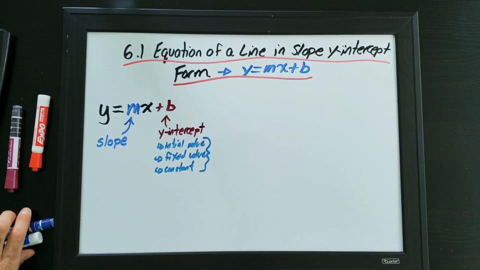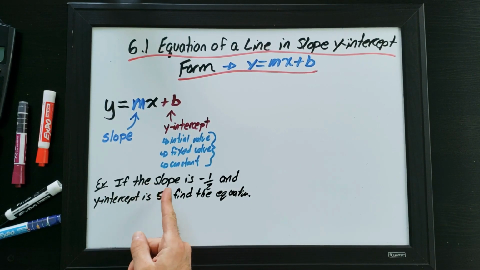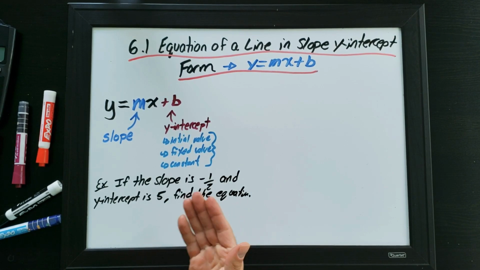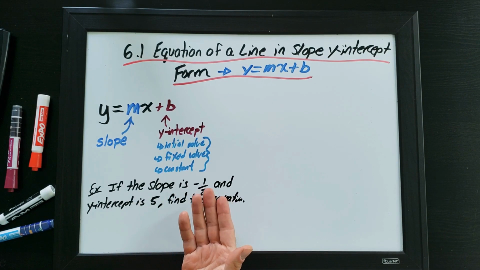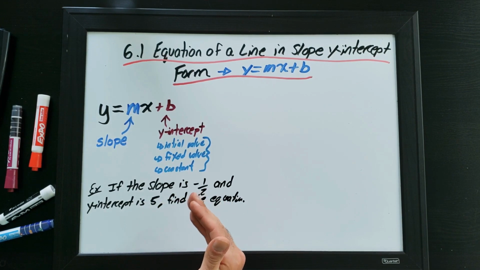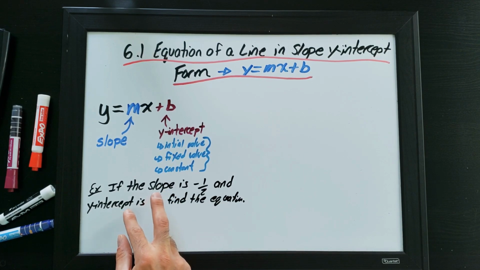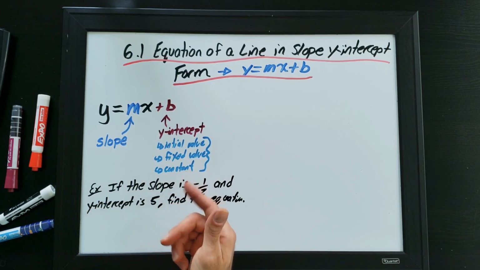So I'm going to do an example here. Okay, so down here, this example: if the slope is -1/2 and the y-intercept is 5, find the equation. So when they're explicitly telling you the slope and y-intercept, this is very straightforward. Questions get increasingly difficult as the language of slope and y-intercept is converted into something else. Could be a word problem or anything else.